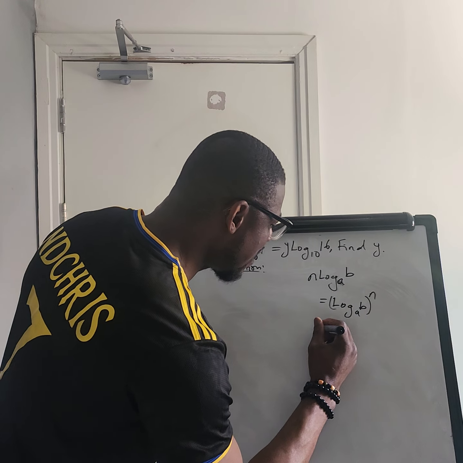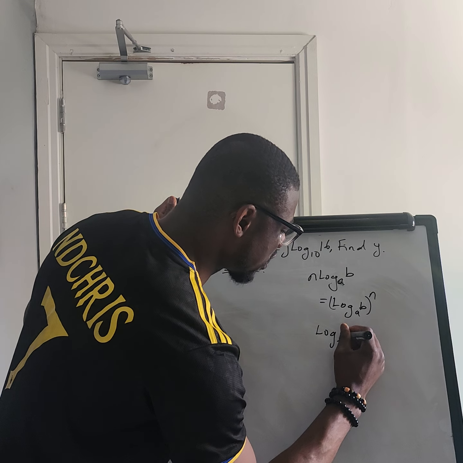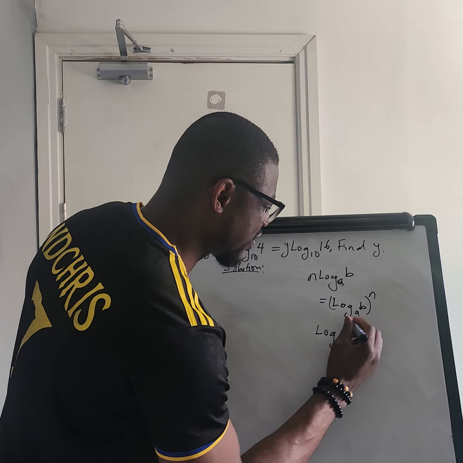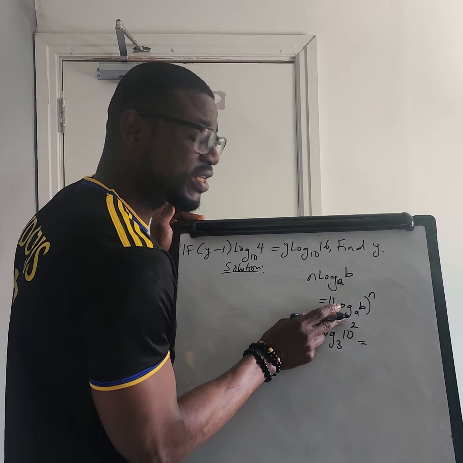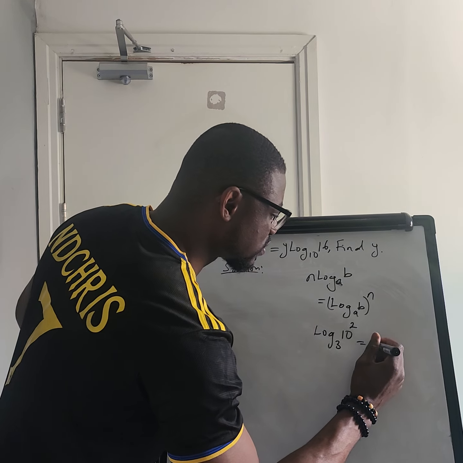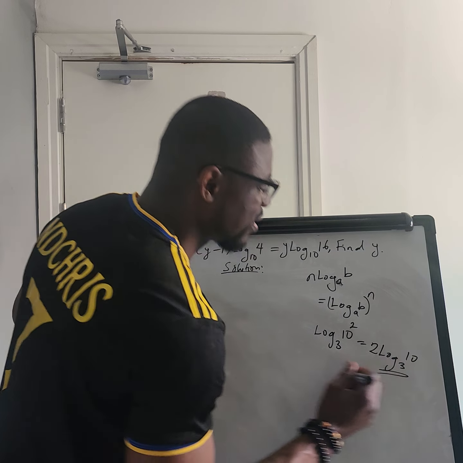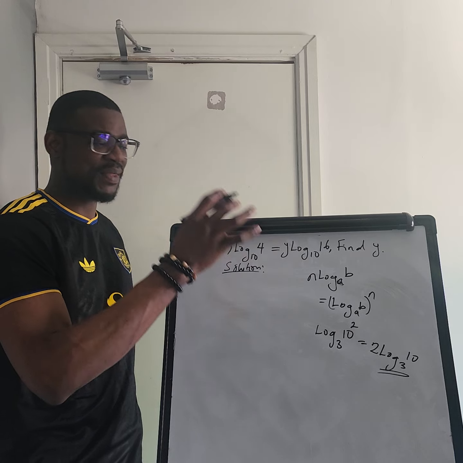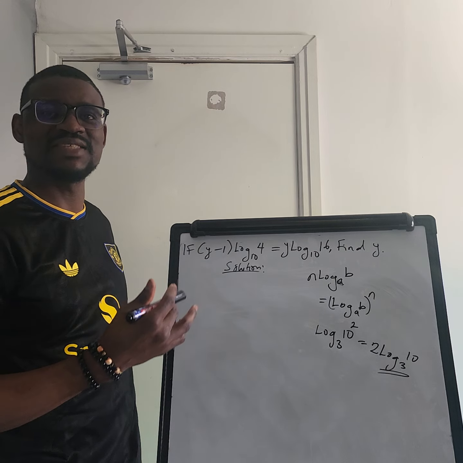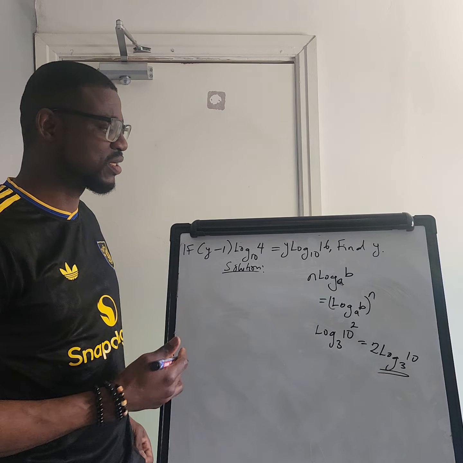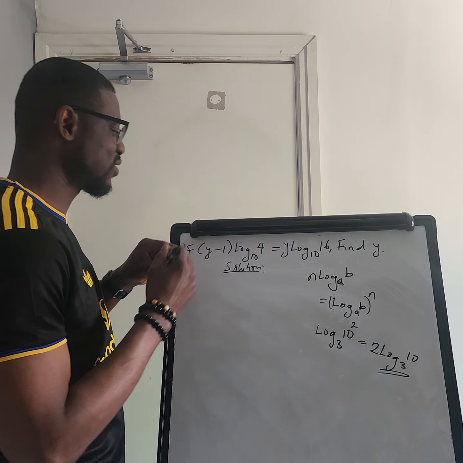Similarly, if you have log 10 base 3 raised to power 2, it is the same thing as using the power to multiply the log. That becomes 2 log 10 base 3. No magic. One of the ways of understanding mathematics is being able to remember the theorems. So we're going to implement this here now, and you notice that it's not that difficult.